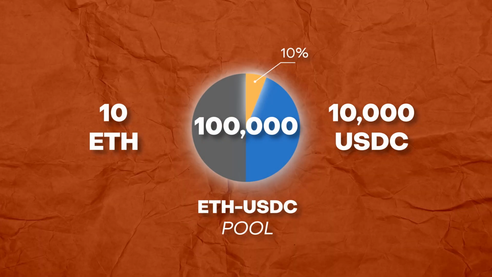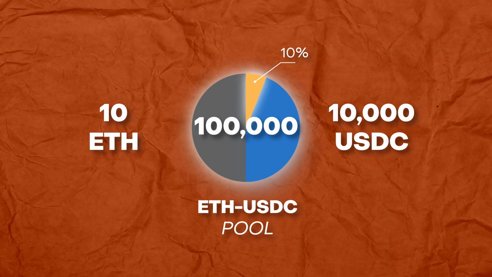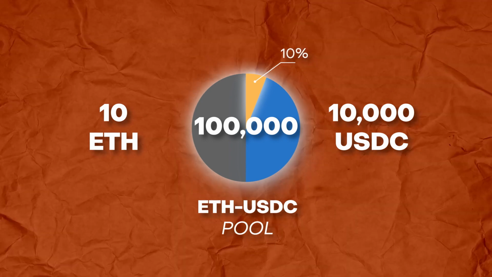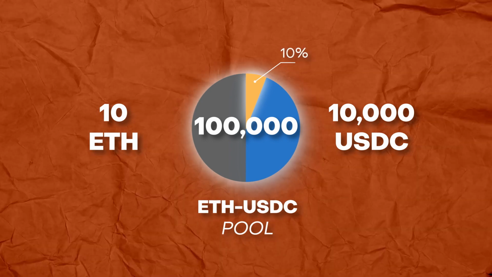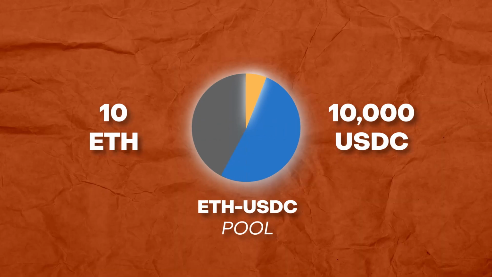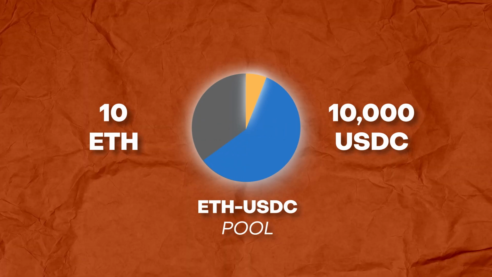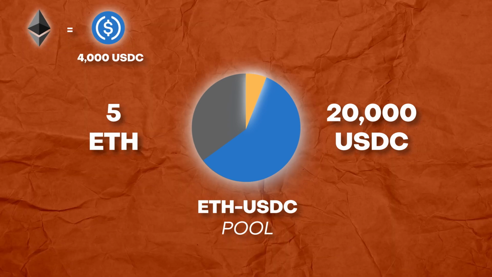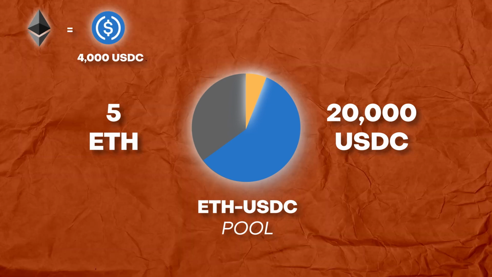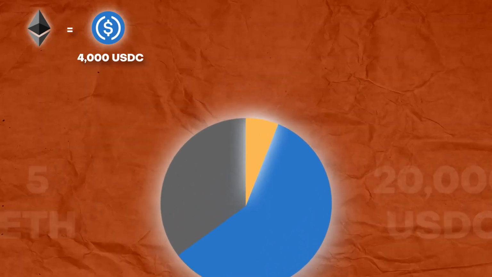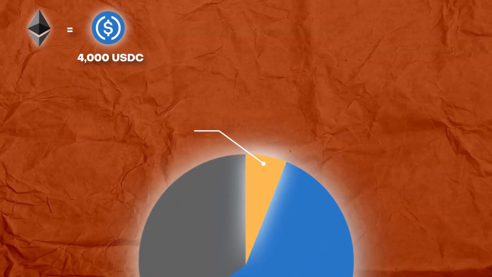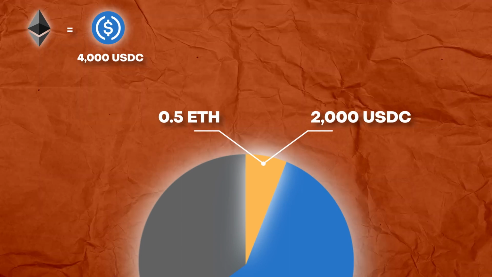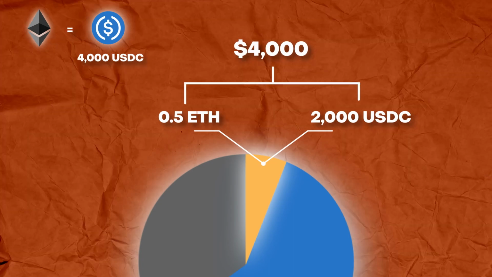Now, if no one withdrew their liquidity, it should remain constant at 100,000. However, the ratio of ETH and USDC in the pool has now changed, consisting of less ETH and more USDC. At a price of 4,000 USDC, there should be 5 ETH and 20,000 USDC currently in the liquidity pool. Since Alice owns 10% of the pool, she would receive 0.5 ETH and 2,000 USDC if she chooses to withdraw her assets, which would be worth $4,000.